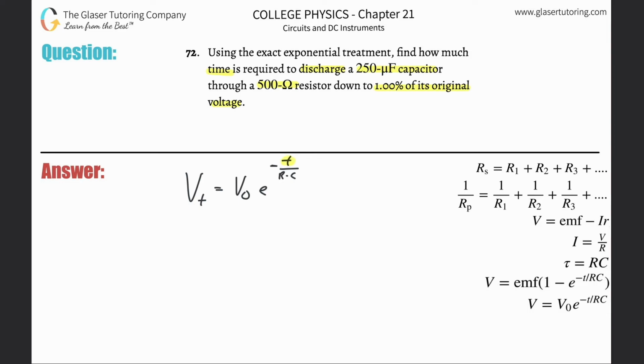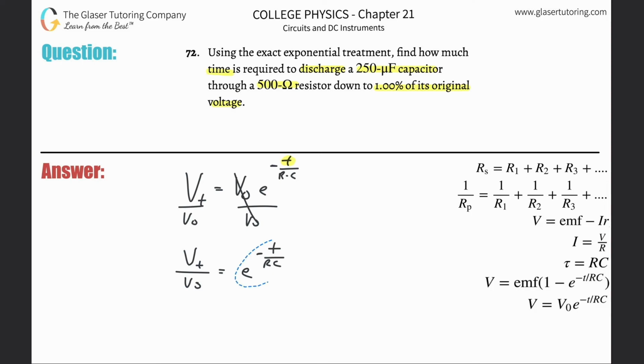I'm going to do it mathematically. Divide the right side by the initial voltage, divide the left side by the initial voltage. We'll cancel the initial voltage on the right. And now what we're going to have is this little fraction on the left-hand side. It's equal to base e to the negative t over RC.